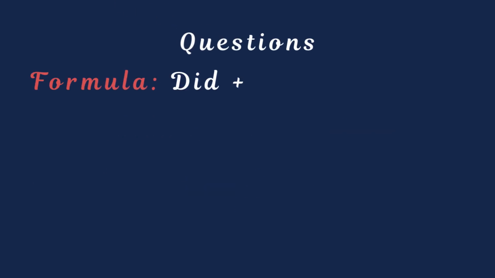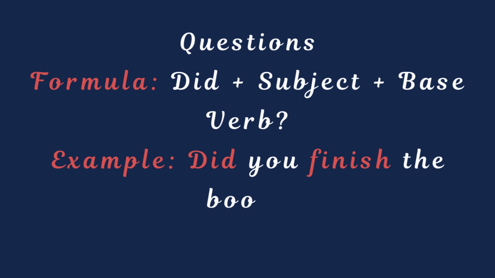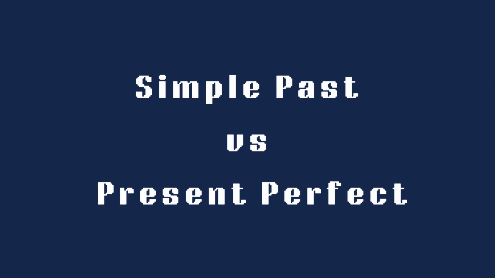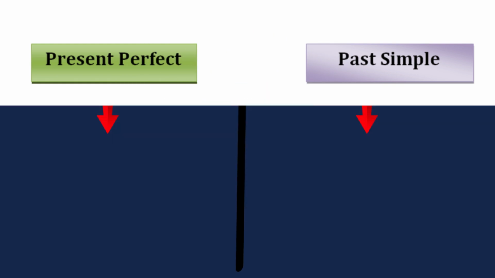For questions, start with did, followed by the subject and the base form of the verb. For example, did you finish the book? Here, did comes first, then the subject, and finish remains in its base form. Let's quickly compare the simple past tense with the present perfect tense. The simple past tense focuses on actions completed at a specific time in the past.